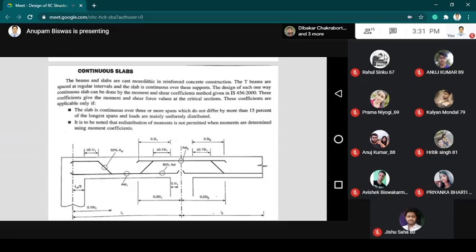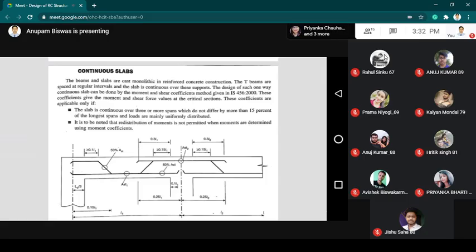So we can say that when the slab is continuous over 3 or more spans, which do not differ by more than 15% of the longest span, and loads are mainly uniformly distributed, then the coefficients provided in IS 456 2000 are applicable. This criteria should be satisfied; only then is the coefficient applicable.